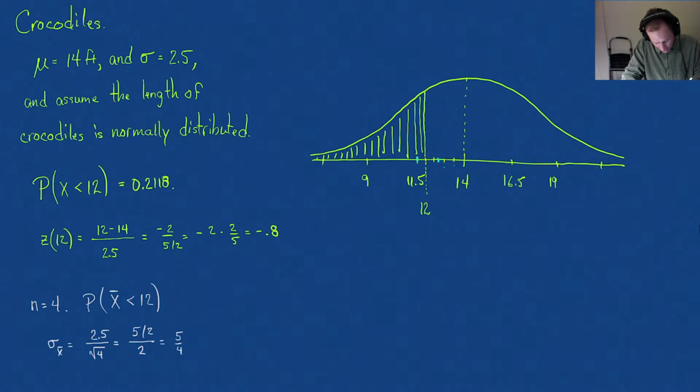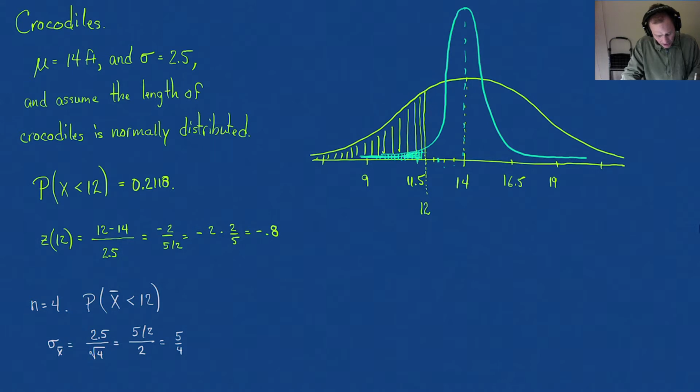Well, what has happened? The central limit theorem is going to tell me now that my curve has gotten pushed way up. So now the probability of finding a group of 4 crocodiles that are less than 12 feet is just this little blue region, and of course that would go out towards infinity. So I think my calculations should give me something smaller. Well, let's see if that's correct.